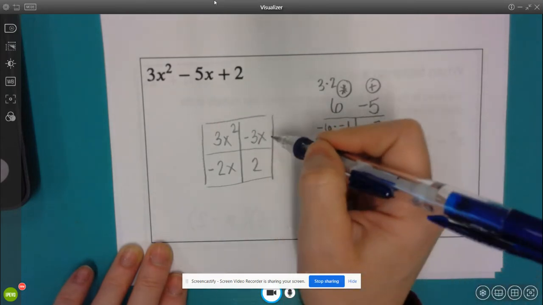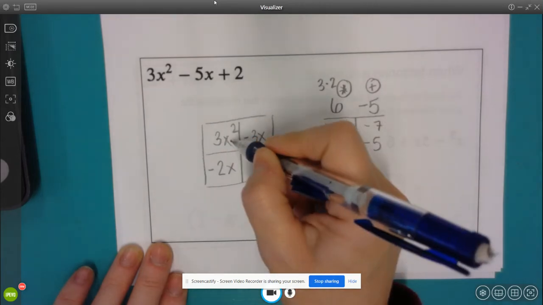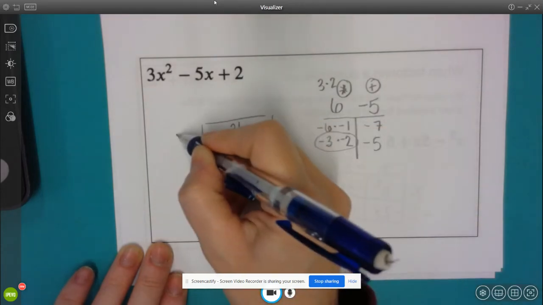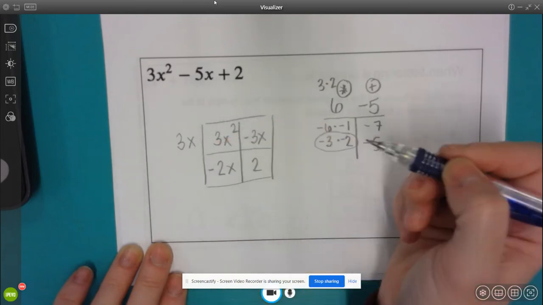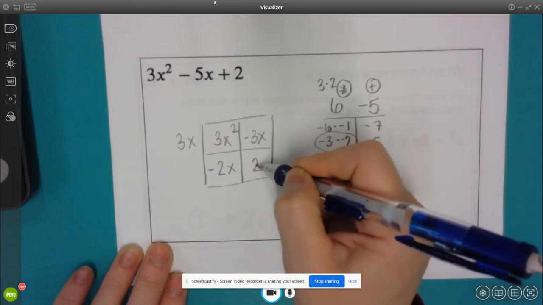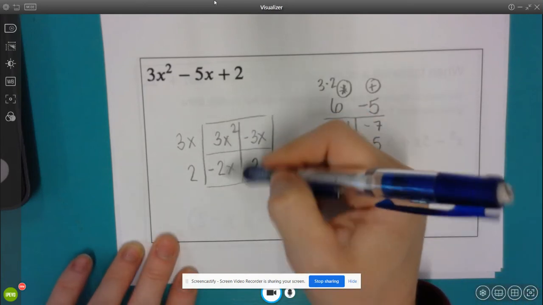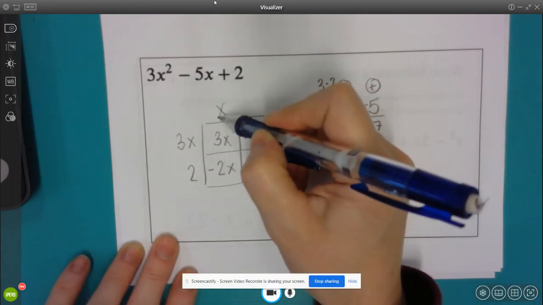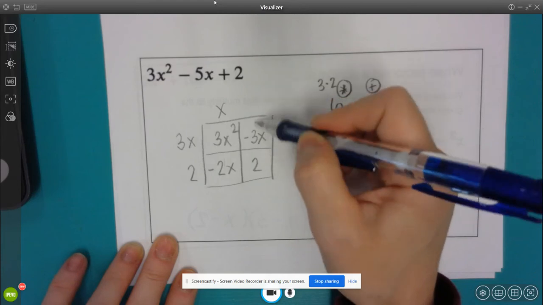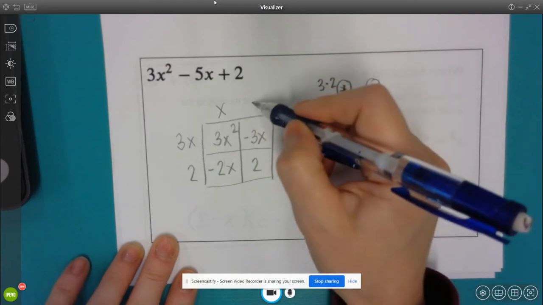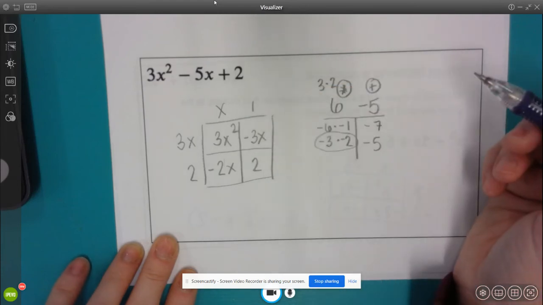So here, if I'm looking at common factors, 3x squared and negative 3x have a 3x in common. 2 and negative 2x have 2 in common. Here, I only have x in common. And here, they have nothing in common, so we write that as just a 1.